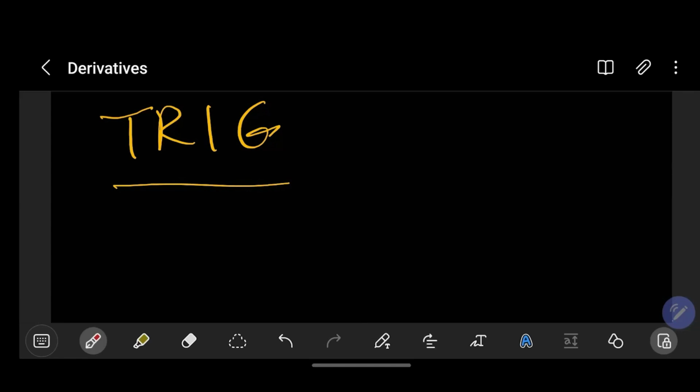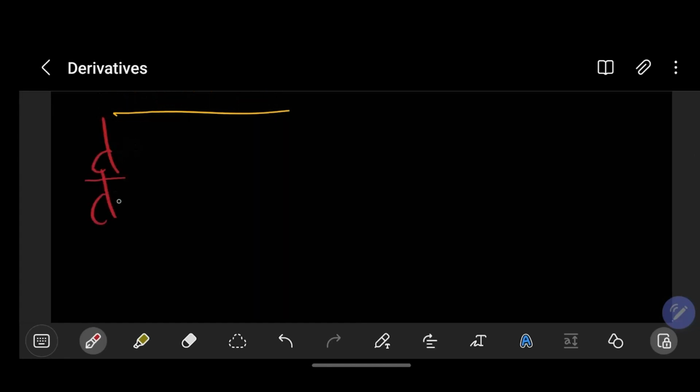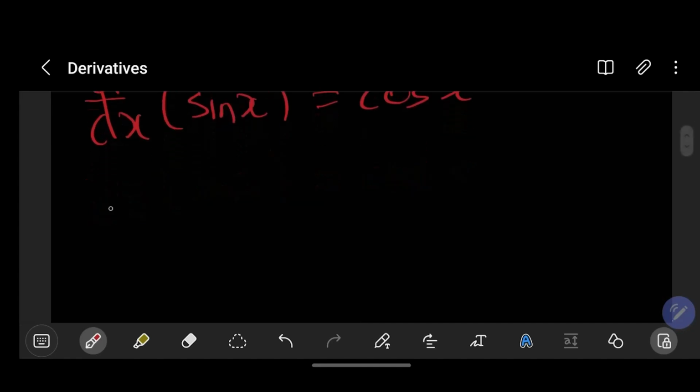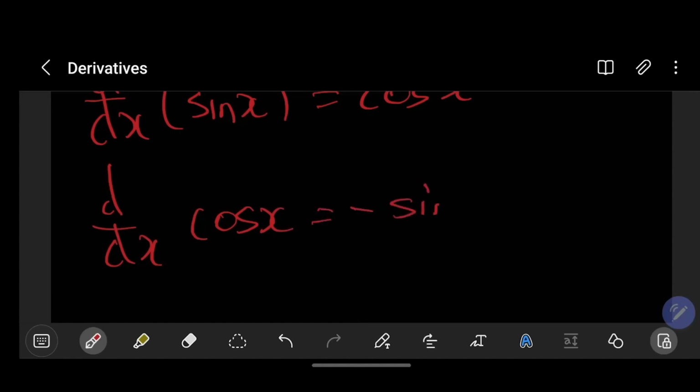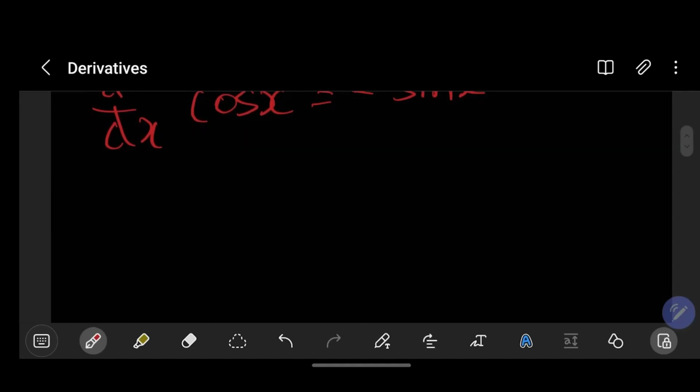Now let's look at the trig derivative rules, right? So let's go ahead and look at them. If we have d/dx of sine of x, that is equal to cos of x. If we have d/dx of cos of x, that's equal to minus sine of x. Okay. Quite simple so far.